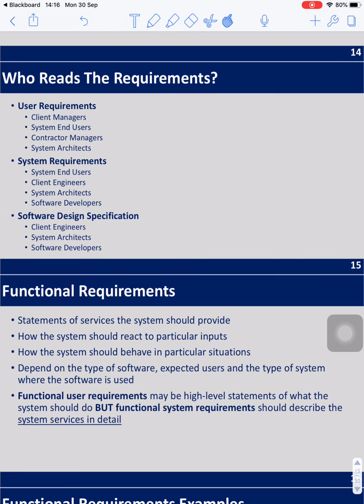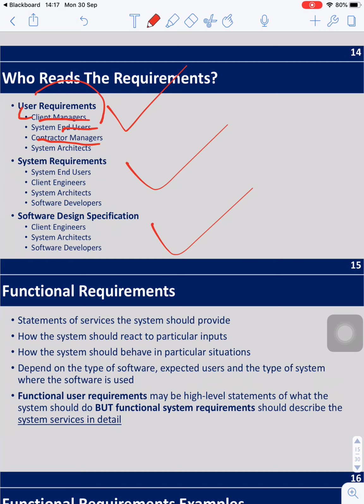And who needs the requirements? We have just to say that there are 3 main contents: user requirement, the system requirement, and software design specification. For example, the client manager and the system end user, the contract manager and system architect. So you can see that all the client manager, the user is just a client, right? And the end user, this is also user. And the contract manager shows twice.